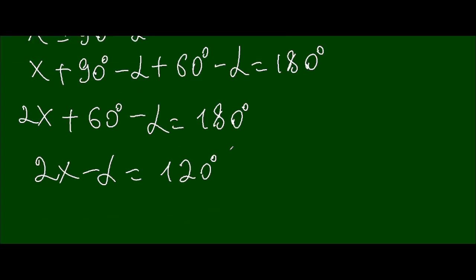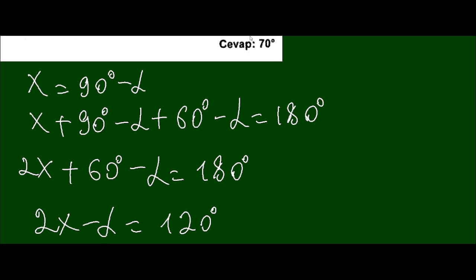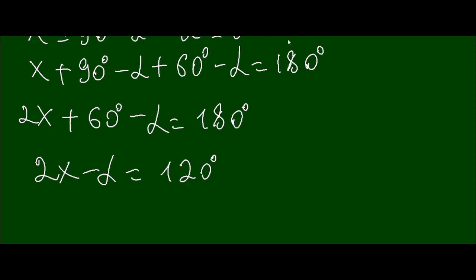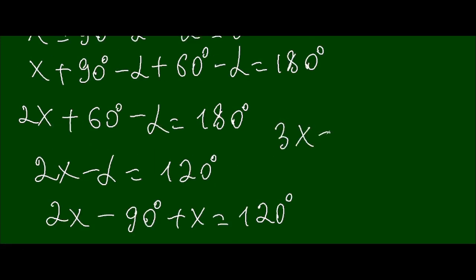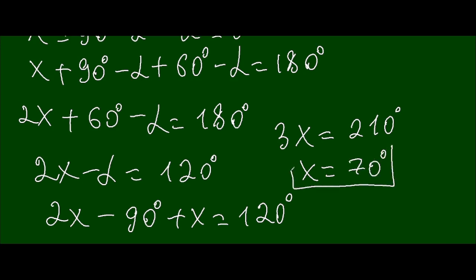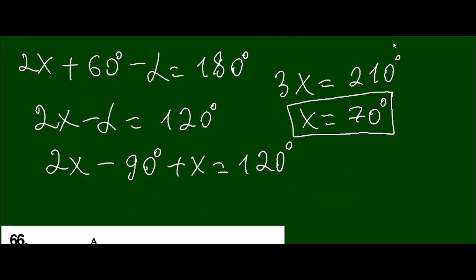And here if we express alpha in terms of x, we'll get that alpha will equal 90 degrees minus x. Here we can plug in alpha as 90 degrees minus x. 2x minus 90 degrees plus x will give us 120 degrees. Here 3x will be equal to 210 degrees. And here x will equal 70 degrees. And I believe that this is the true answer. Yeah, this is true.